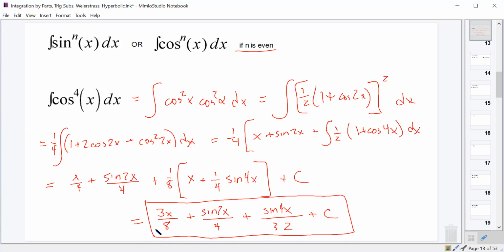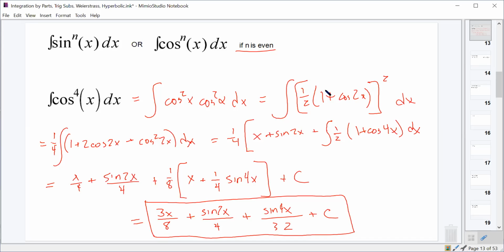So anytime you have sine or cosine to an even power, you can always use the power reducing formulas. What's the power reducing for sine? It's the same as for cosine, except that we get a minus sign in between them. 1 minus cosine 2x instead of 1 plus cosine 2x. But other than that, the same.